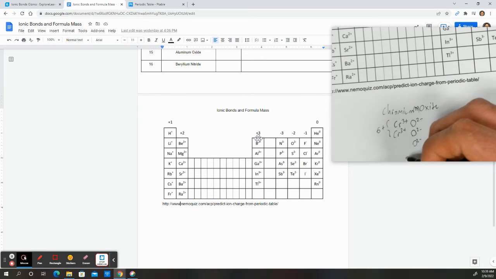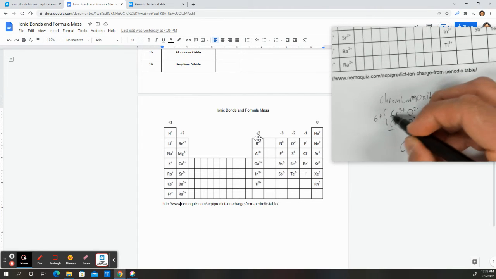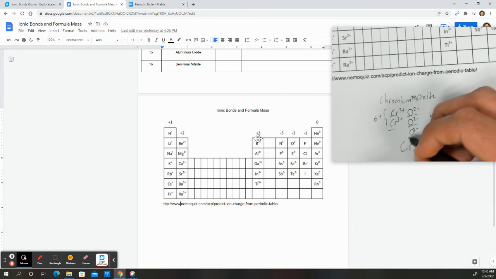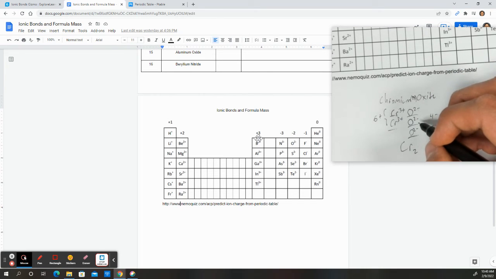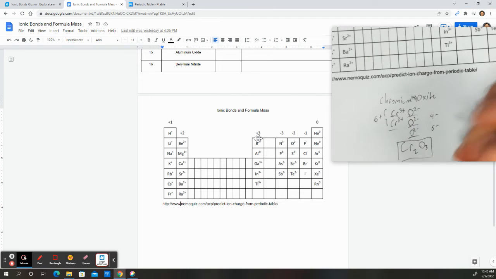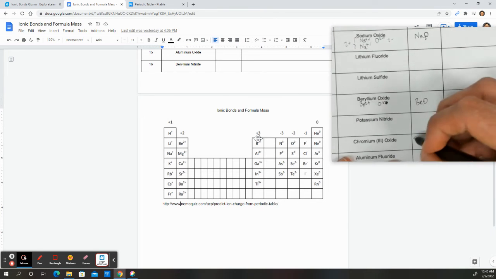So in this case, we used 2 chromium cations, and we used 3 oxide anions. So in this case, it'll be O3. All right. So this is our formula that we need. So it's Cr2O3.